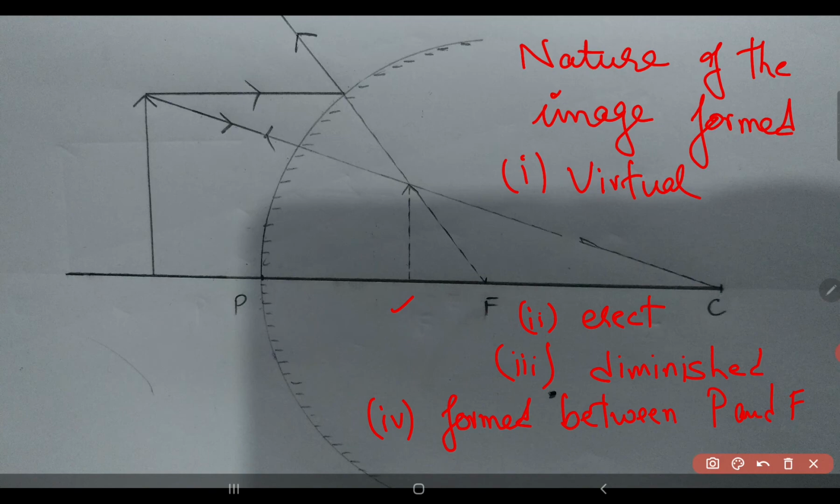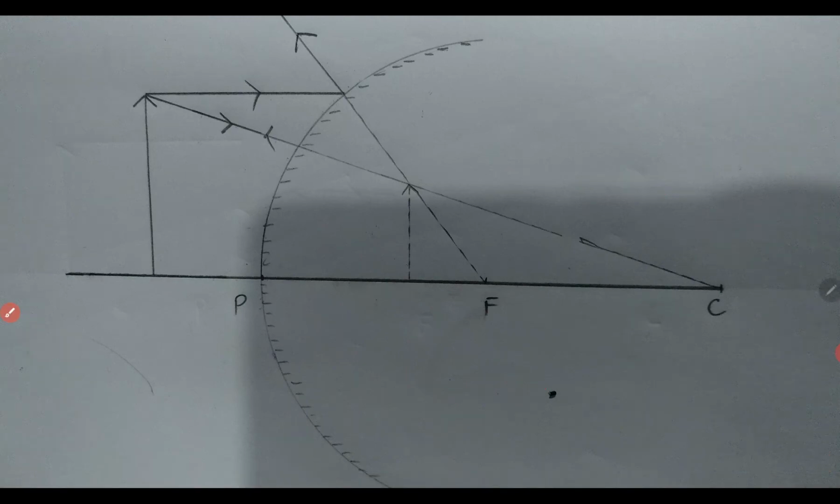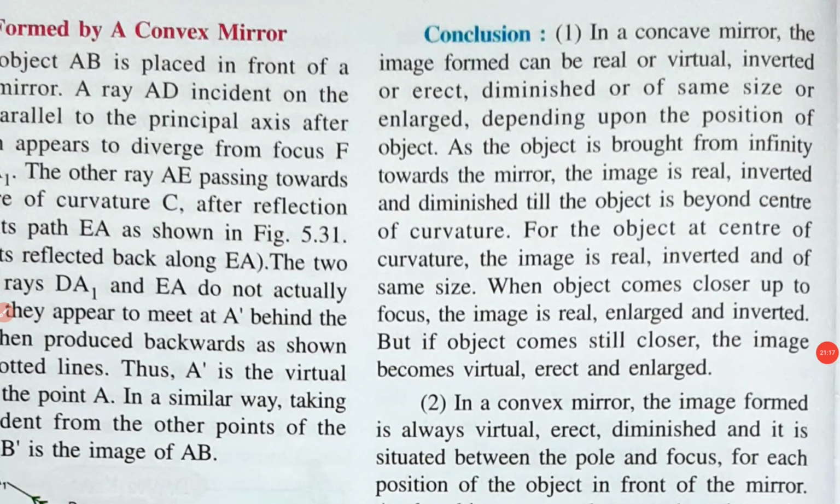So now I think we can go back to the book. Coming to the conclusion part, in a concave mirror, the image formed can be real or virtual, inverted or erect, and diminished or of same size or enlarged. Enlarged means magnified, bigger. Depending upon the position of the object, as we have seen in the various diagrams in part 1 of the video as well as in this video.